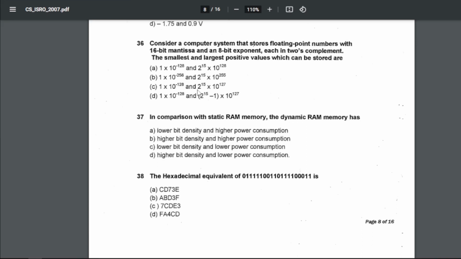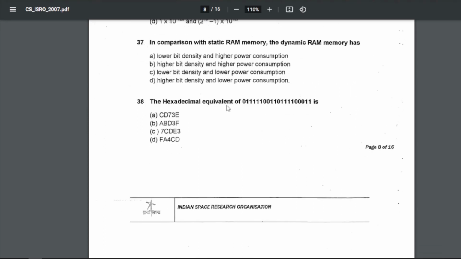Now question number 36: consider a computer system that stores floating point numbers with a 16-bit mantissa and an 8-bit exponent, each in 2's complement. The smallest and largest positive values which can be stored are what? So for 36 again our answer will be D, that is 1 into 10 to the power minus 128 and 2 into 2 to the power 15 minus 1 into 10 to the power 127.